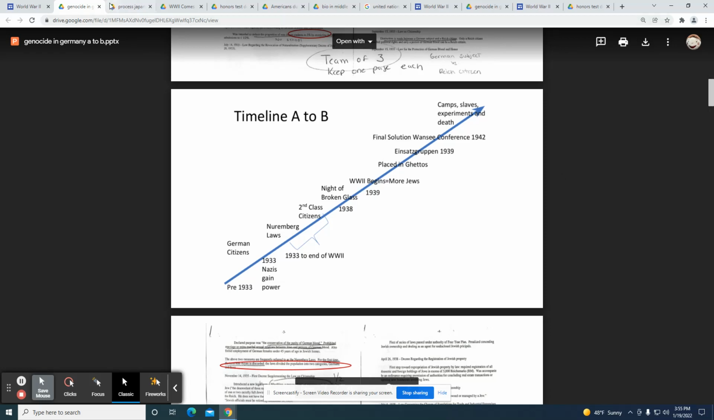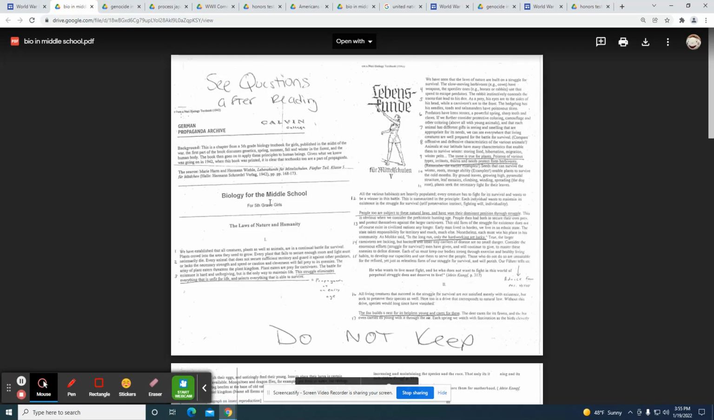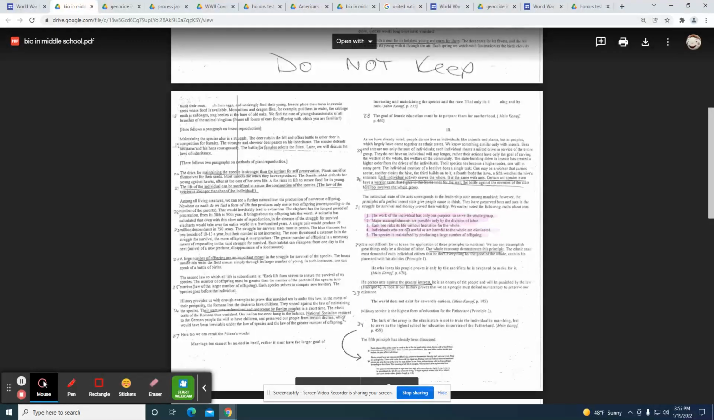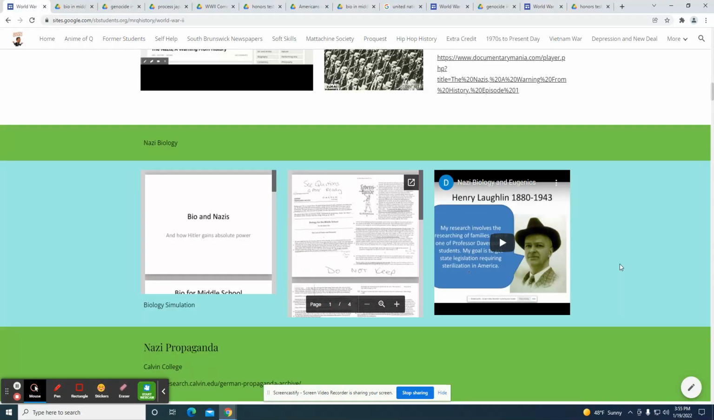And then we also have the biology for middle school, which was also on the quiz. So that is this particular reading here. We want to focus on the section highlighted in pink, and you'll be asked a series of questions. Appeasement, as far as Churchill and Chamberlain, as well as the difference between eugenics, euthanasia, and sterilization. I think that's it for this particular test. Good luck.